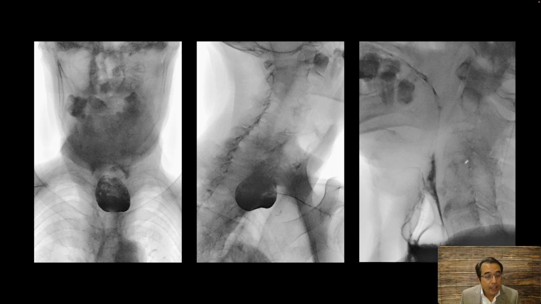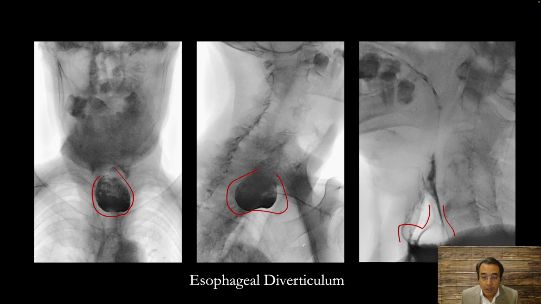This is our next patient with a modified barium swallow showing this outpouching from their esophagus, seen here on the frontal image, on the oblique image, and also on the lateral image. And so something like this is a large esophageal diverticulum arising from the esophagus and going anteriorly towards one side.